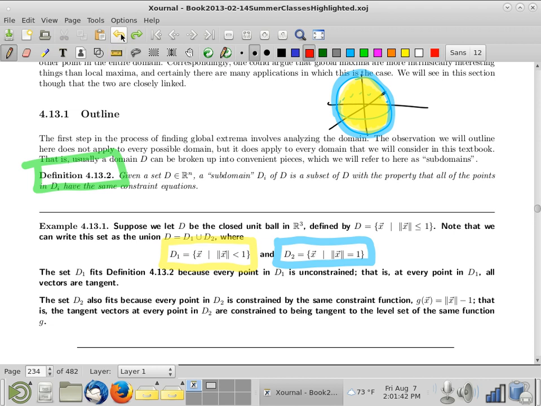Let's consider a point on the surface. Every point on that surface, now there are different tangent vectors allowed at different points along the surface, but every point on that surface has the same constraint equation, and that is that x squared plus y squared plus z squared is equal to 1. So, same constraint equations, and therefore this too is a subdomain.